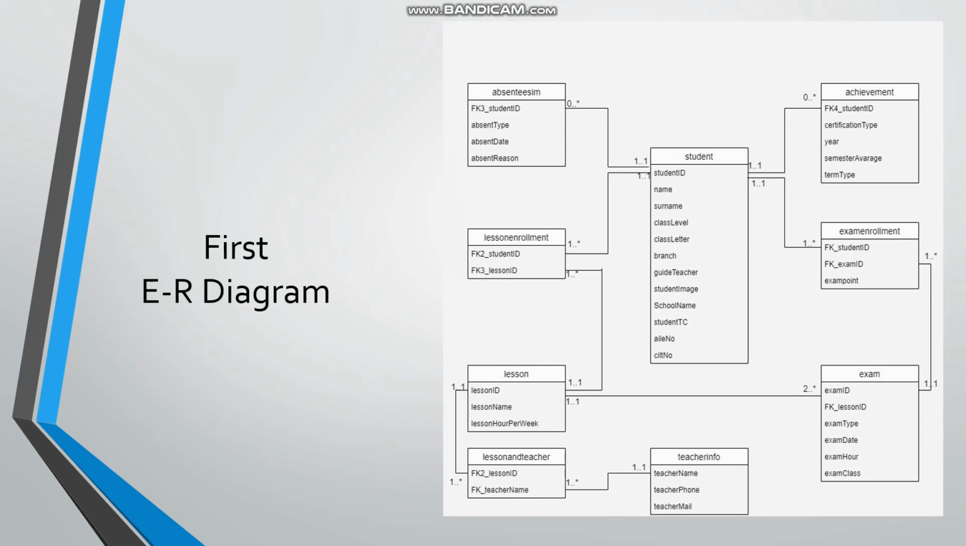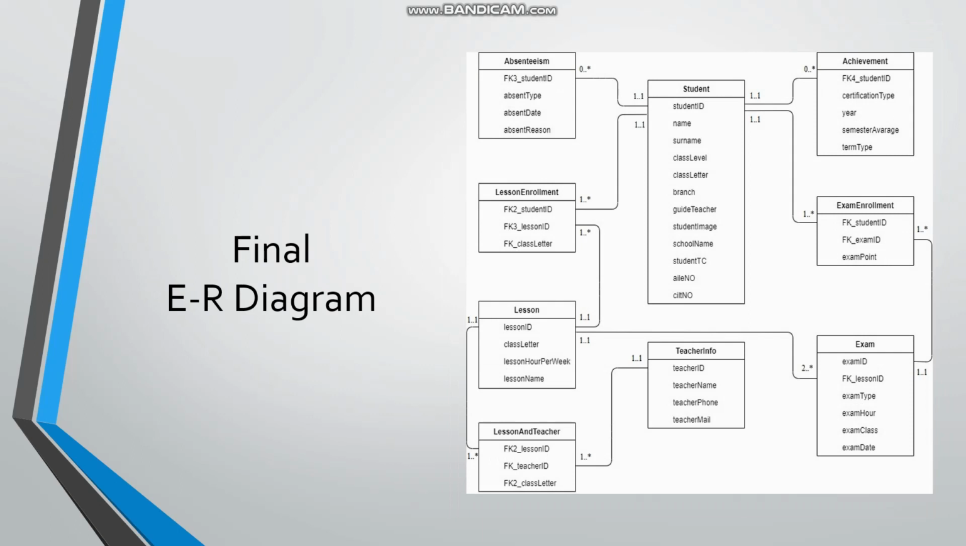The first ER diagram does not involve class section. We add class letter as foreign key for lesson and lesson enrollment to connect lesson and student. We use exam enrollment to connect student and exam. In exam enrollment, exam ID and student ID are our foreign keys. In this ER diagram, our primary keys are student ID, lesson ID, class letter, and teacher ID. Our foreign keys are student ID, lesson ID, class letter, teacher ID, and exam ID.